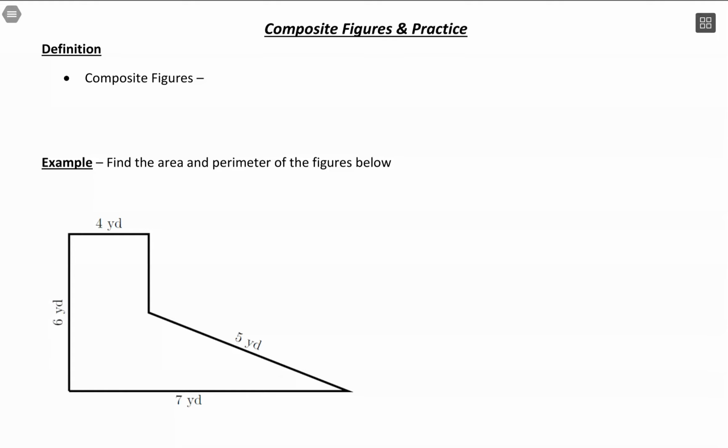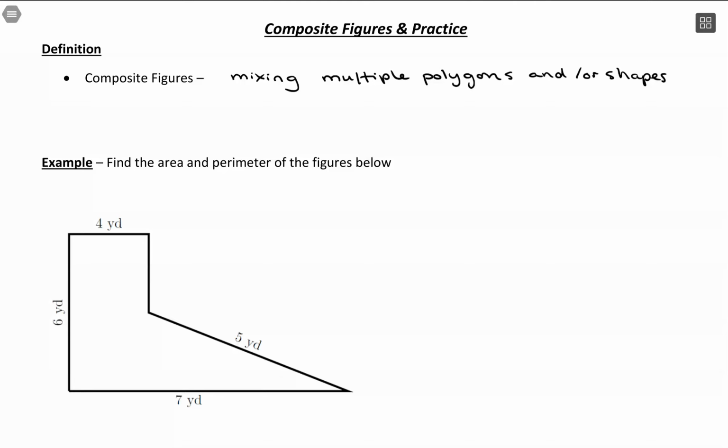In this video, we're going to look at composite figures. For definition, composite figures are figures that are mixing multiple polygons or other shapes. So this is where, with all the formulas we just learned for area, circumference, and perimeter, with these images, it's going to be combining multiple rules together.